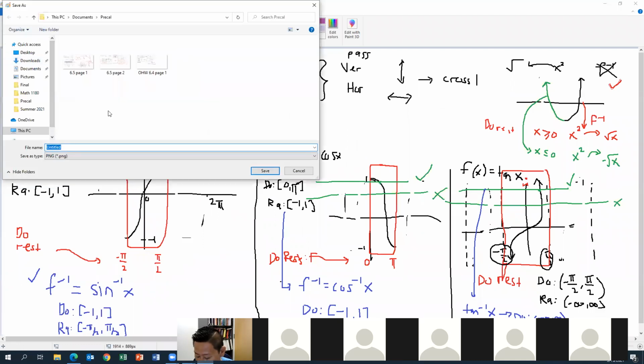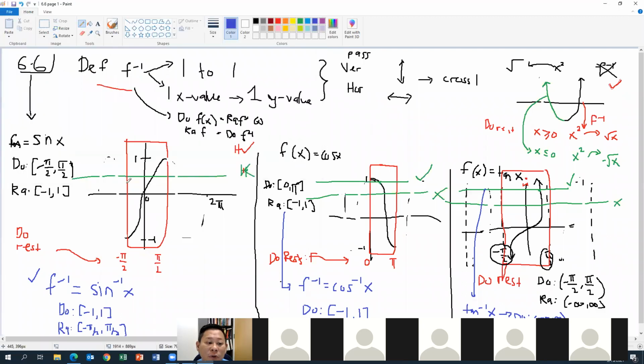So how do you know where to put the domain restriction box? We just need to figure out where, when you erase the rest, it will pass the horizontal line test. For the sine, we will take negative pi over 2 to pi over 2. For the cosine, we take 0 to pi. And for the tangent, we take negative pi over 2 to pi over 2. The reason we take these is because they are closer to the y-axis.